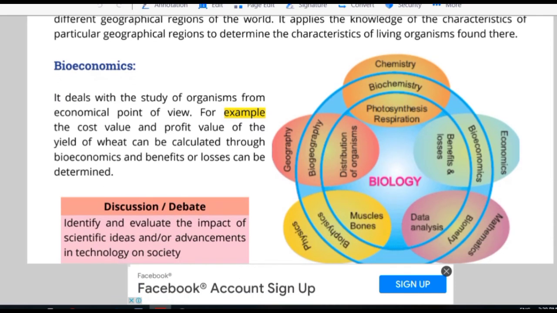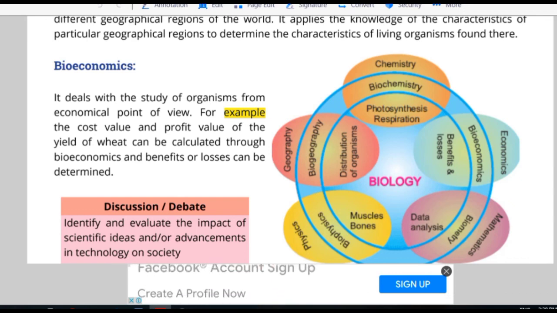Then the last relationship we have is bioeconomics. It deals with the study of the organism from the economical point of view. For example, when we have to calculate the profit value or the cost value of wheat or anything, we have to use the rules of bioeconomics and maths, so benefits and losses can be determined by using economics tools.